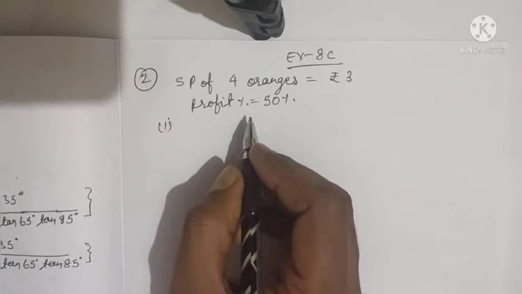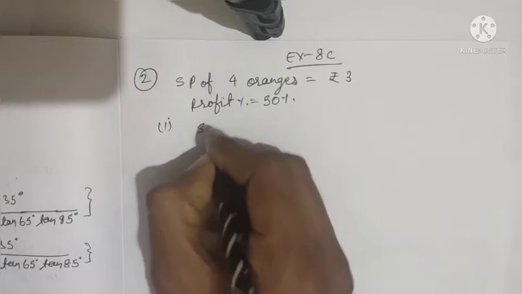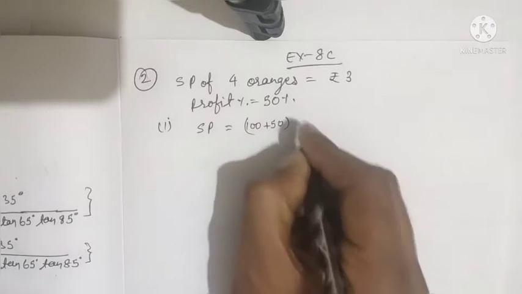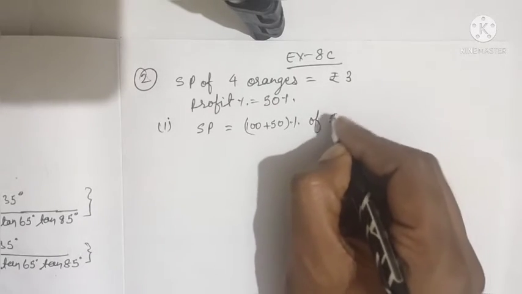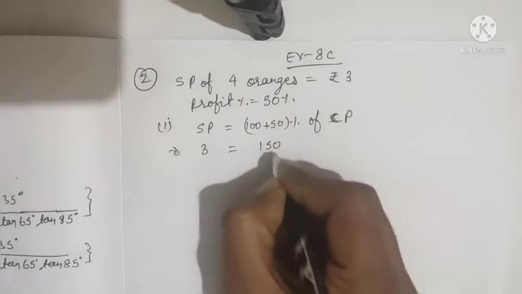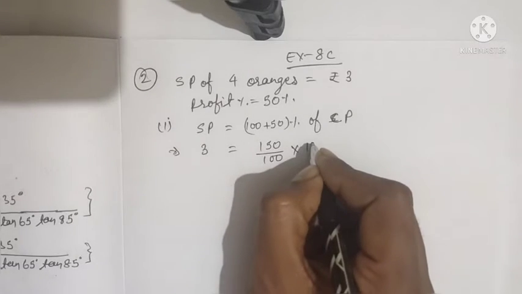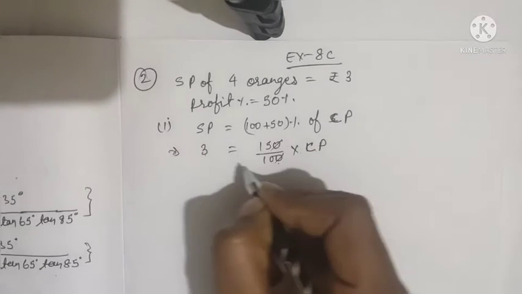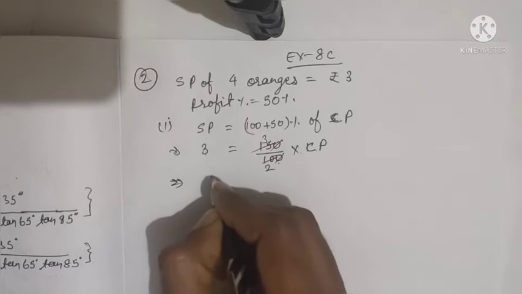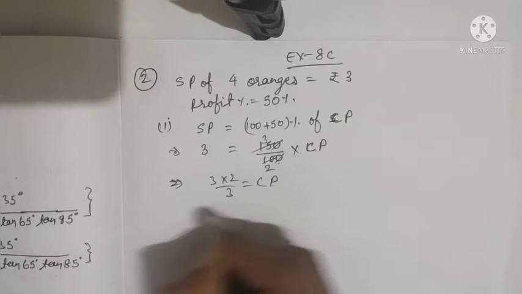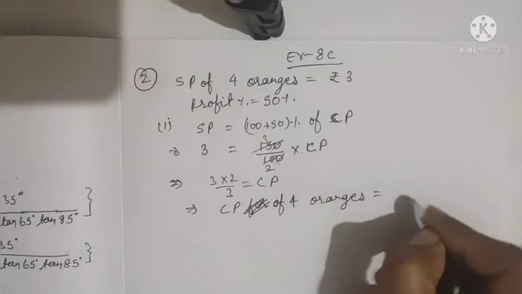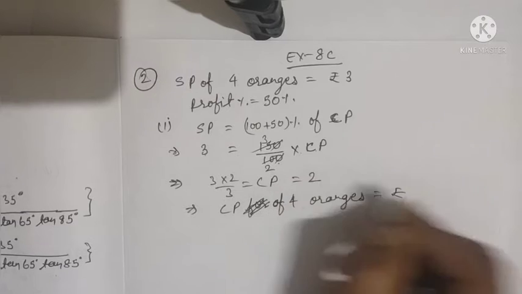Since profit is equal to 50%, then selling price should be equal to 100 plus 50% of CP. That implies 3 is equal to 150 by 100 into CP. Now 0 to 0 cancels each other, 5 3s are 15, 5 2s are 10, hence 3 into 2 by 3 is equal to CP. That implies CP of 4 oranges is equal to ₹2.